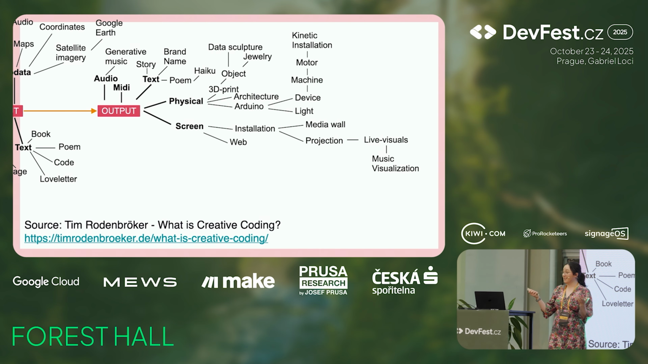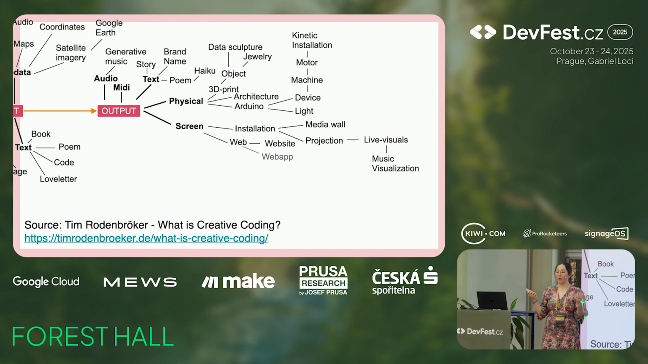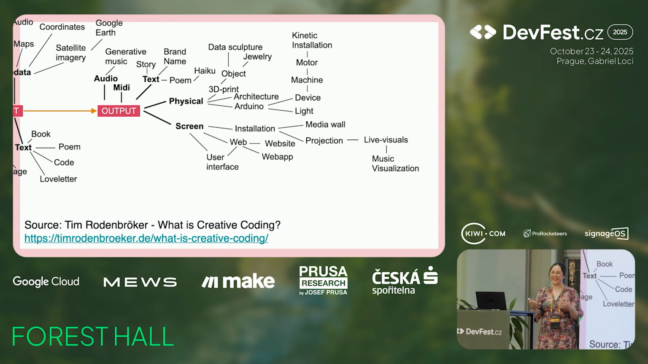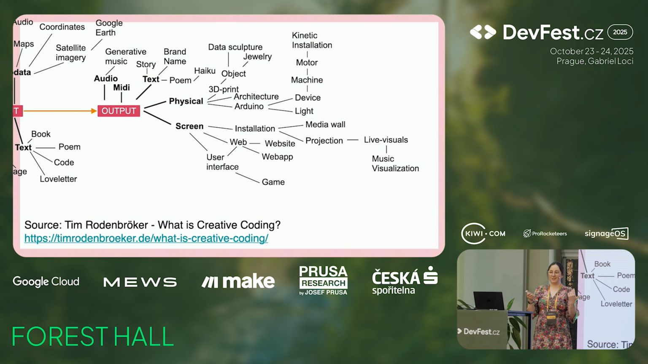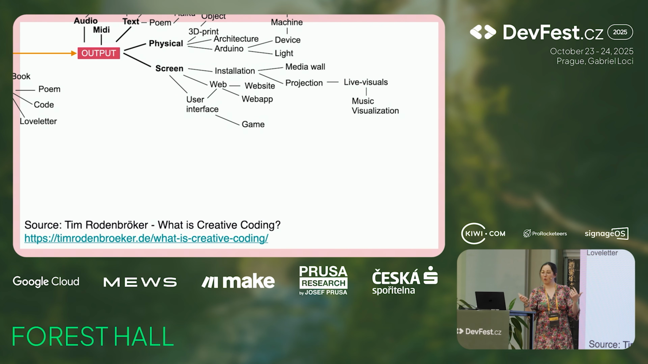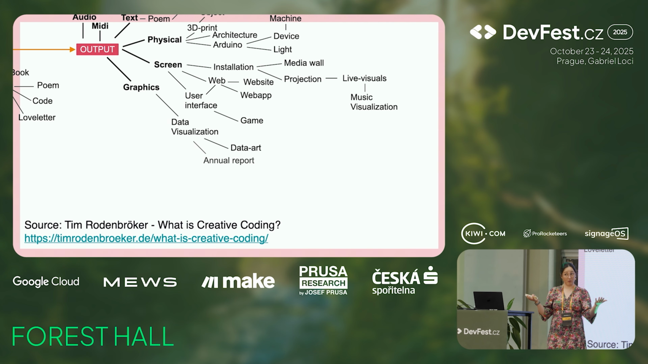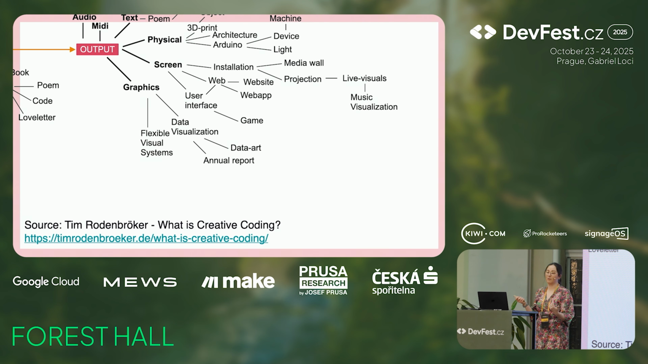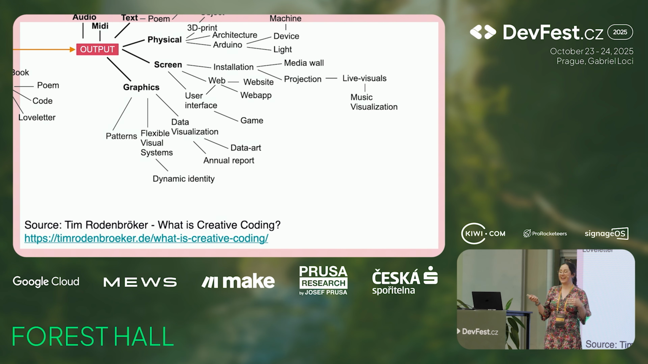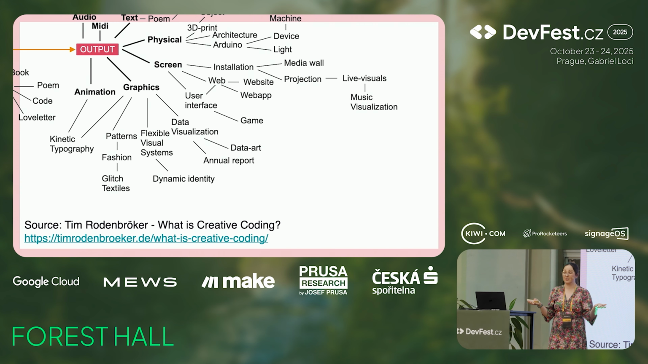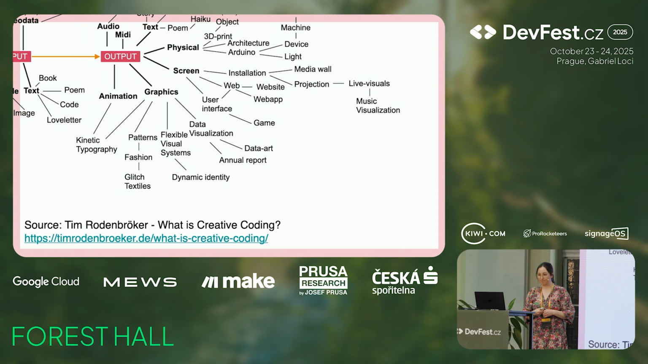It could be web in the form of a website or web app. It could be some other kind of user interface, which web as well is. It could be a game, or it could be some sort of graphics, like data visualization, like data art, or annual report. It could be flexible visual systems, like dynamic identity. It could be patterns used in fashion, like glitch textiles. It could be some sort of animation, like, for example, kinetic typography. So it could be really a lot of different things.